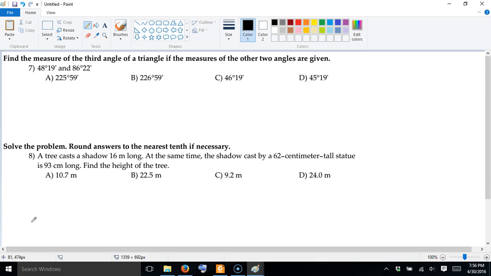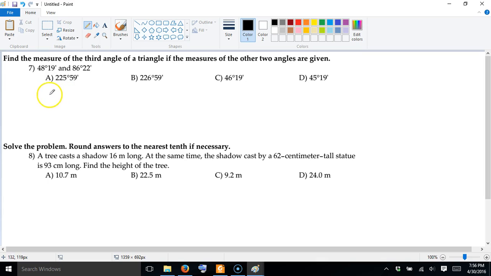Number 7 I put in this review because I want to remind you how to subtract or add angle measurements in degrees, minutes, and seconds. It asks us to find the measure of the third angle of a triangle if the measures of the other two angles are given. And y'all should know by now that a triangle's interior angle measurements add up to 180 degrees.